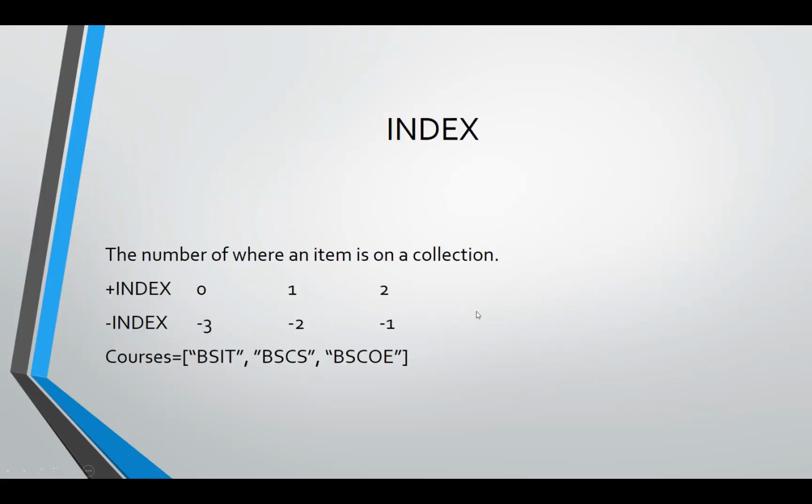Next. So what is an index? It's the number of where an item is in a collection. For example, my courses are BSIT, then BSCS, BSCOE. In the index, we have the positive index and also the negative index. In the positive index, we have 0 which is BSIT, 1 which is BSCS, and 2 is BSCOE. If negative, we use negative 3 for BSIT, negative 2 for BSCS, then negative 1 for BSCOE.